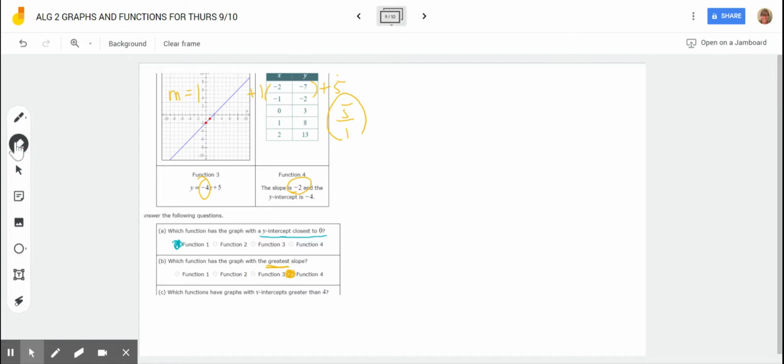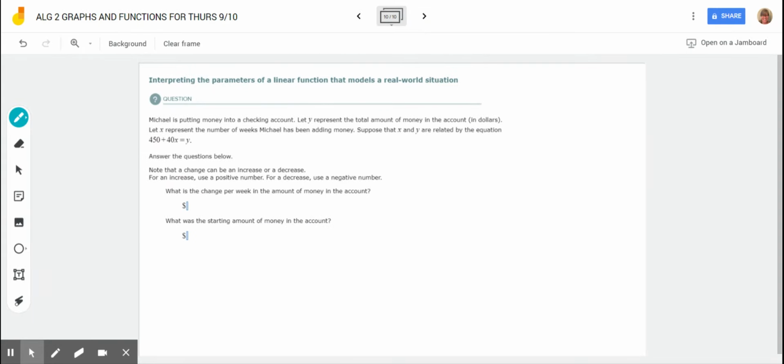Okay, now it says, which functions have graphs with y-intercepts greater than 4? Okay, again, you need to look at the y-intercepts, and in this case, we'll go back to blue because there they are. Greater than 4, -2 is not greater than 4. Function 3, that is greater. I had to cut it off, sorry guys. That is greater than 4. Okay, this is 3. Nope, that is not greater. And this is -4. Nope, that is not. It's only function 3. So you get the idea. You're looking at all different types. Okay, take a look. Last one.